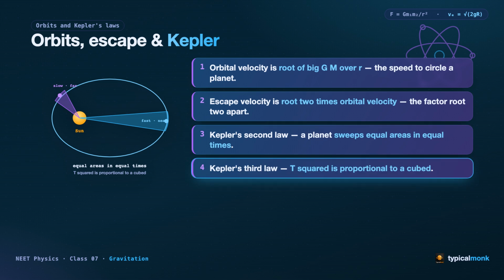And Kepler's third law. The square of the orbital period is proportional to the cube of the semi-major axis. A planet farther out takes disproportionately longer to go around. Liar used this once to find a moon's period without ever measuring its speed.